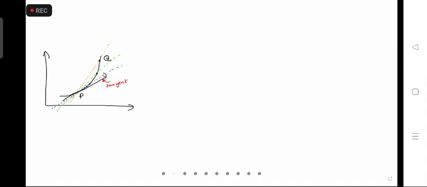Closer to the tangent line. So how is it?